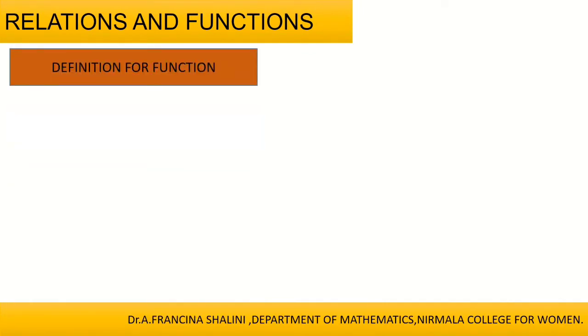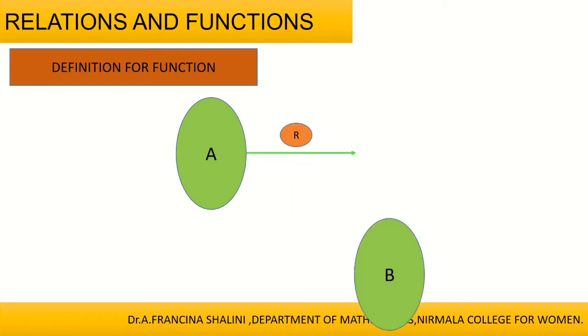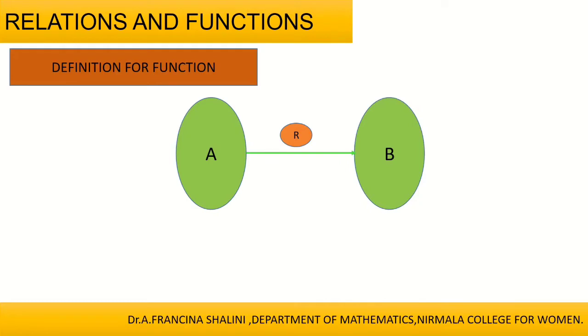The next definition is the definition of a function. A is said to be the domain and A is mapped on to B, which is the codomain, and here the relation R is a mapping from A to B, and we name it as a function.